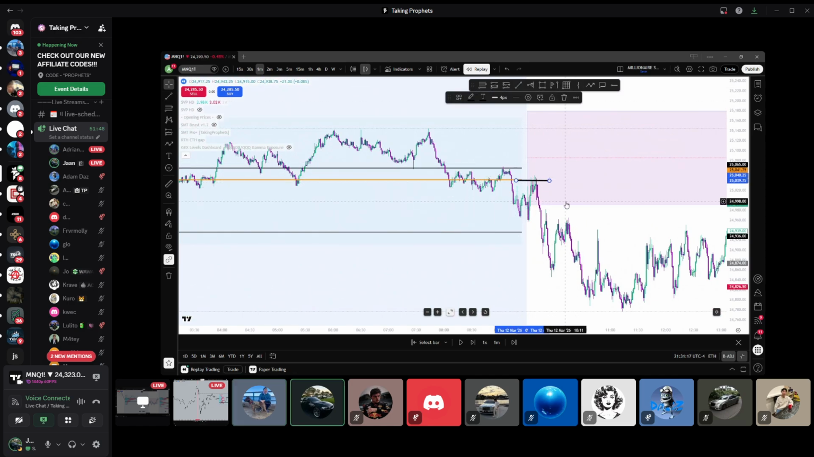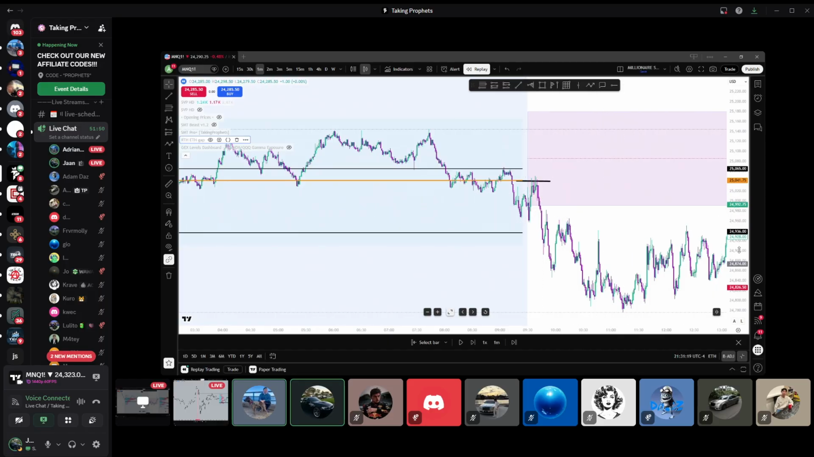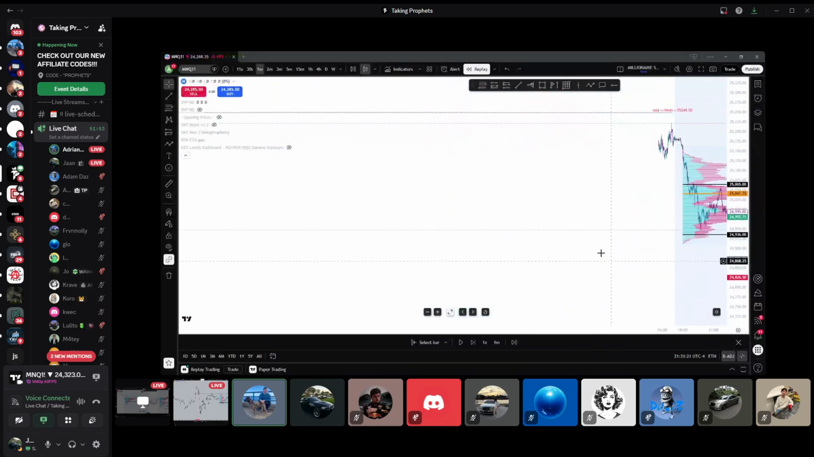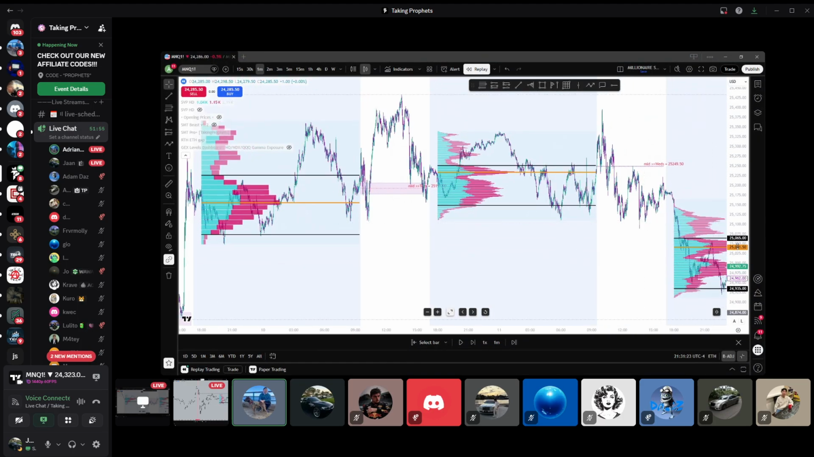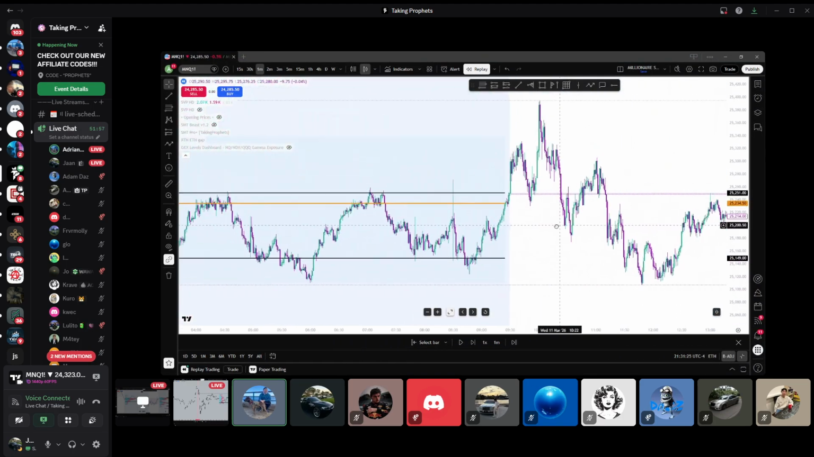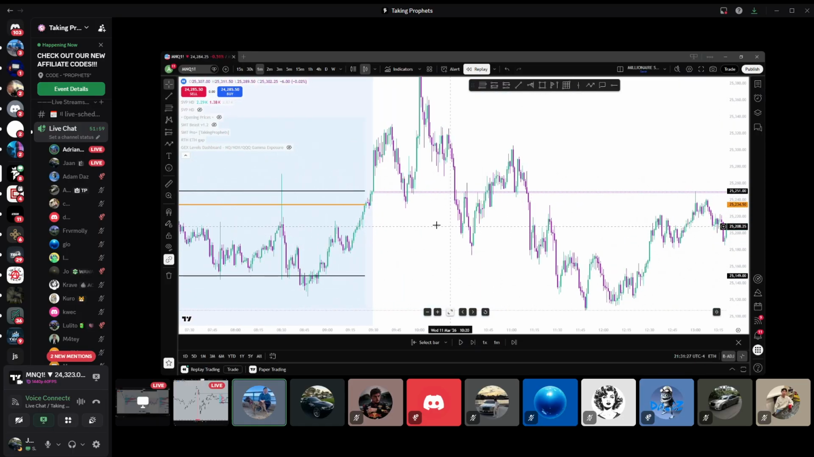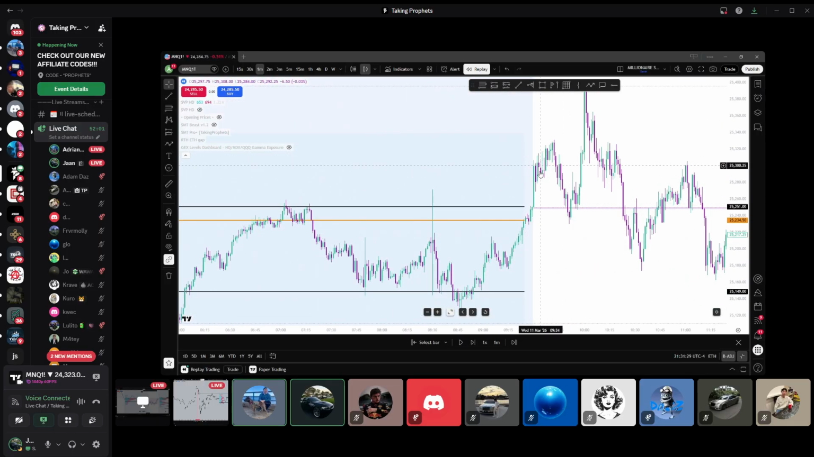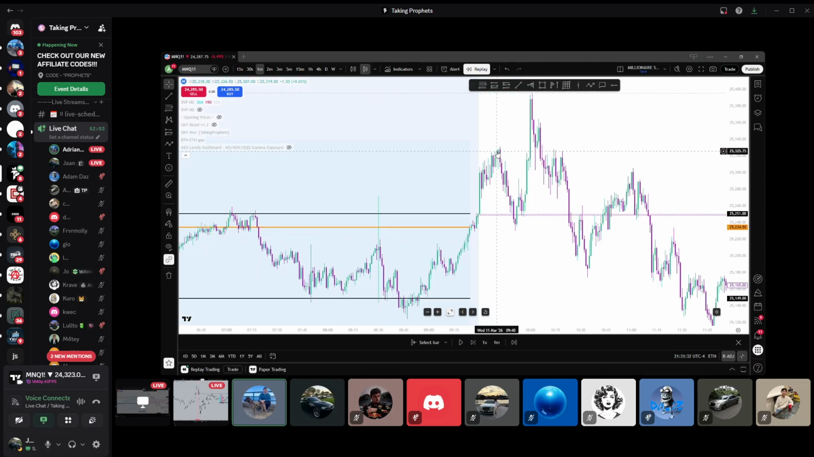The POC. Where are we going? IFB, the opposite way of the POC. And that's why I'm like, this is kind of crazy. We go here, I'm looking for shorts, right? Because we're above. We open up, we slam up.